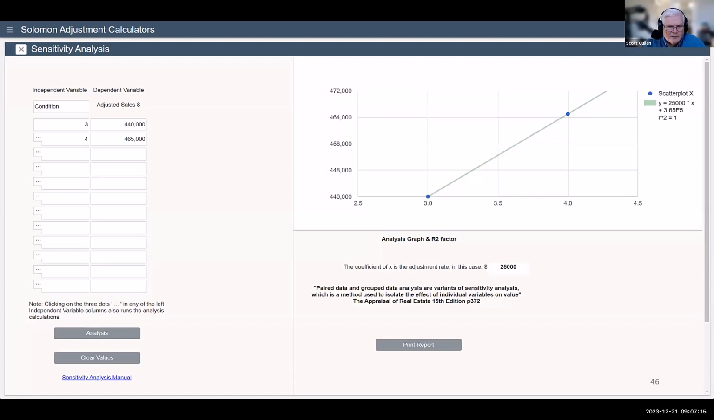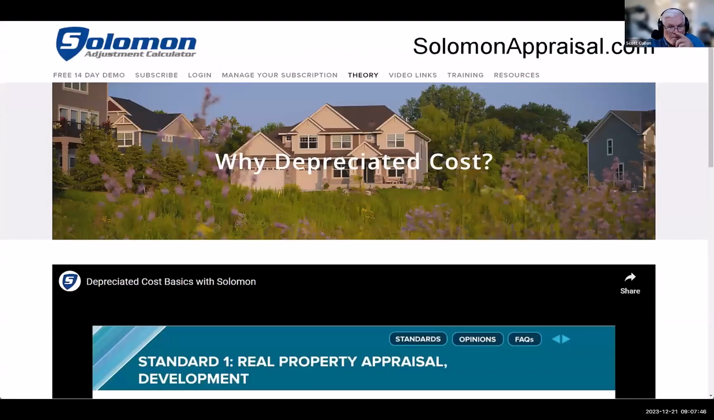When you explain this adjustment in your report, describe it as adjusted pair analysis. When you have more than 2 comparable sales, use the term sensitivity analysis. Using all the data, the condition adjustment is $22,500 by sensitivity analysis. The independent variable can be condition, location, quality, anything that you can rank. That is an overview of Solomon.